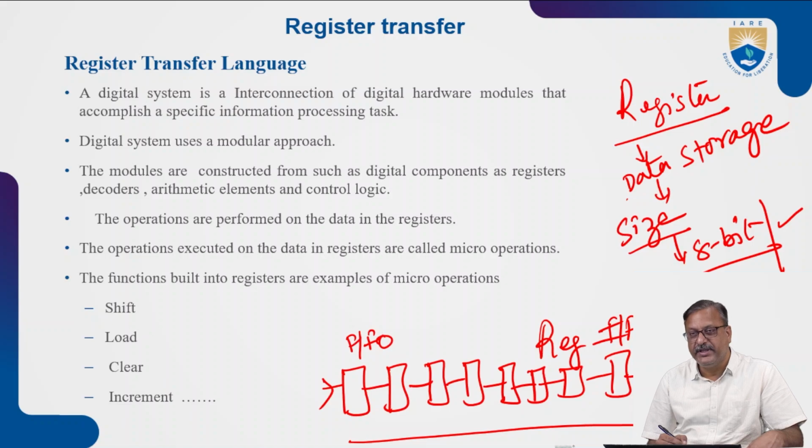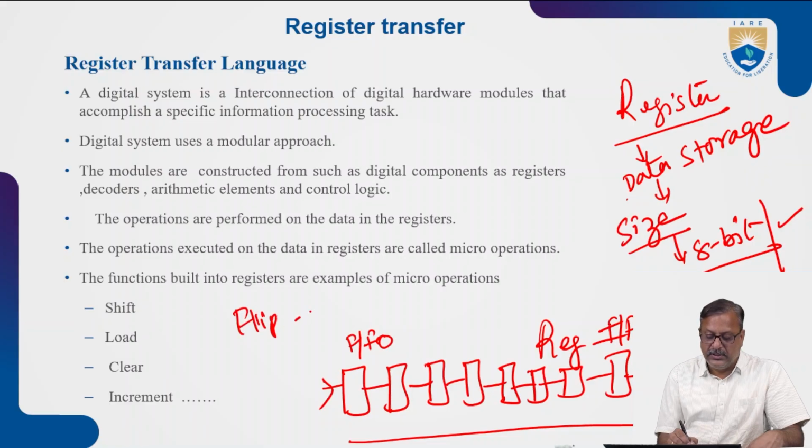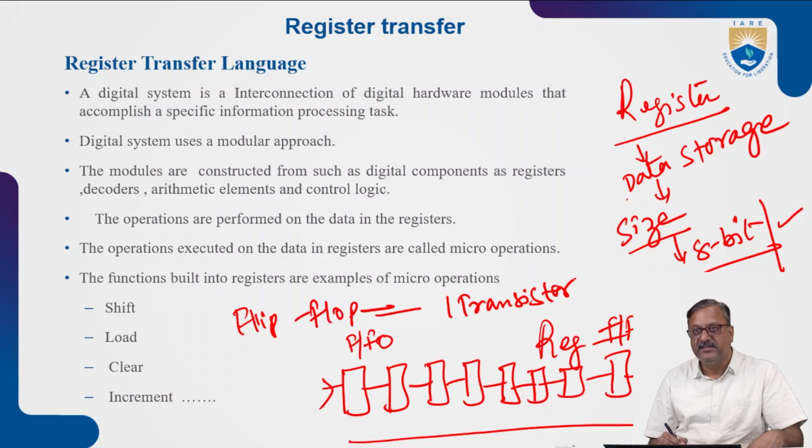Now, what is a flip-flop again? It's basic electronics. One flip-flop is equal to one transistor. The basic principle of a transistor is that, as long as supply is there, one digital bit of signal value can be stored in one transistor. The value of that signal may be 0 or 1. So one flip-flop is equal to one transistor.